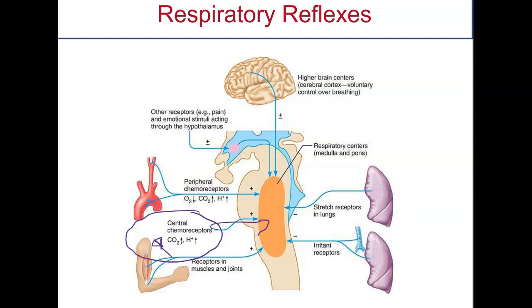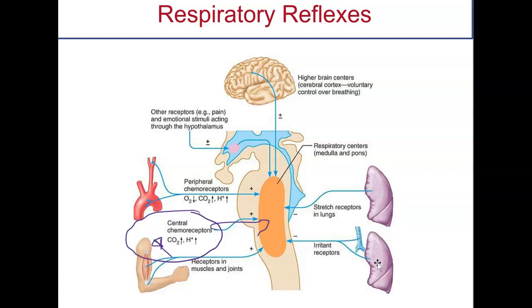And there are some other things that change our respiratory rate. The first one is irritant receptors. Irritant receptors respond to things like pathogens or dust. These are things that make you cough or make you sneeze. So our breathing is different when we're coughing or we're sneezing.